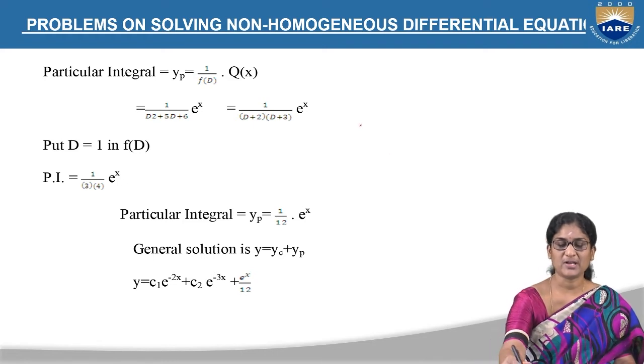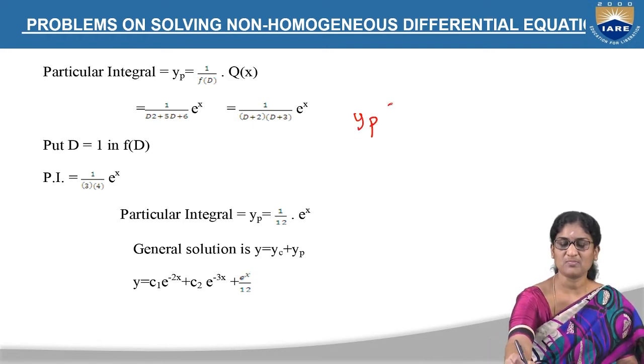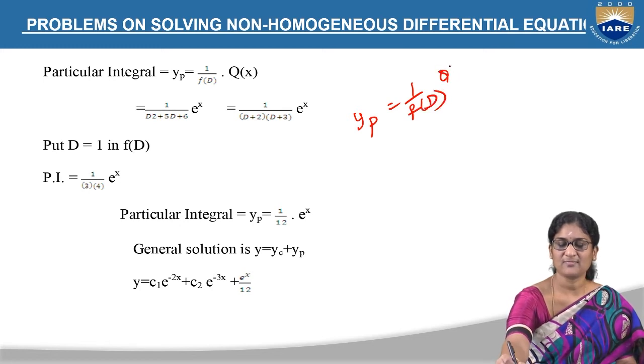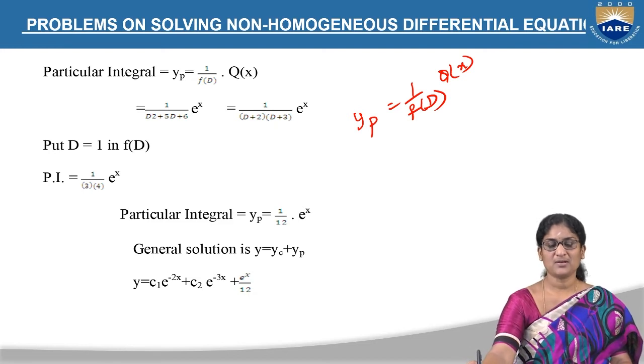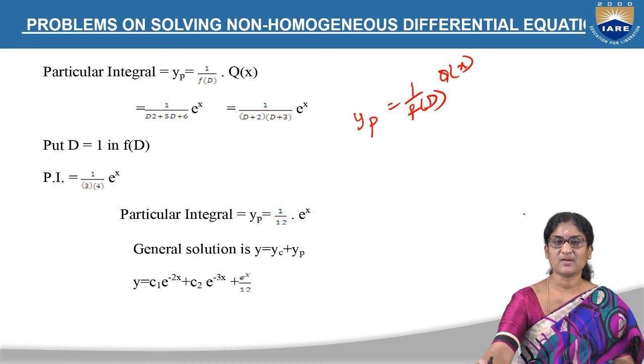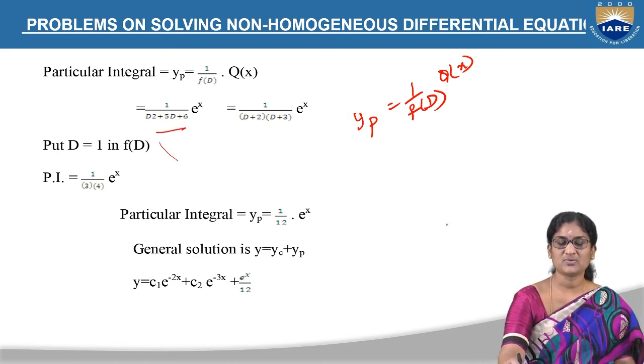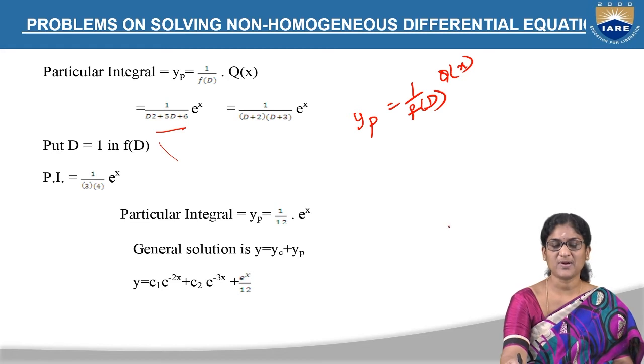Now how to find out the particular integral? Yp is given by 1 by f of D into Q of x. We have got only the complementary function. Now we have to find out the particular integral also. So 1 by f of D into Q of x, which comes out to be 1 by (D square plus 5D plus 6) into e power x. And again factorizing, 1 by (D plus 2) into (D plus 3) into e power x. So put D is equal to 1.